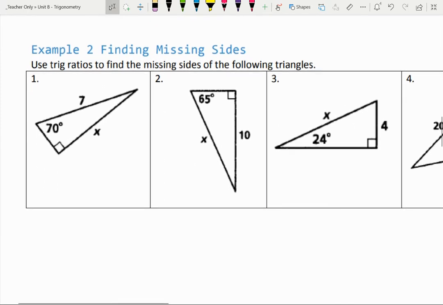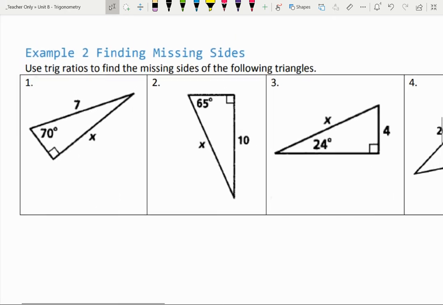A much more useful application of trigonometry here, especially when it comes to right angles, is to find the lengths of missing sides. We can also use this to find missing angles in triangles, but we're not going to do that today. We're just going to focus on missing side lengths.